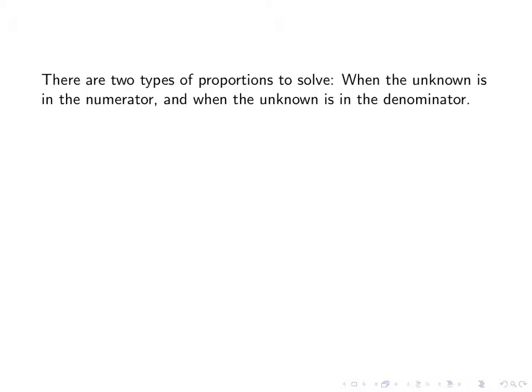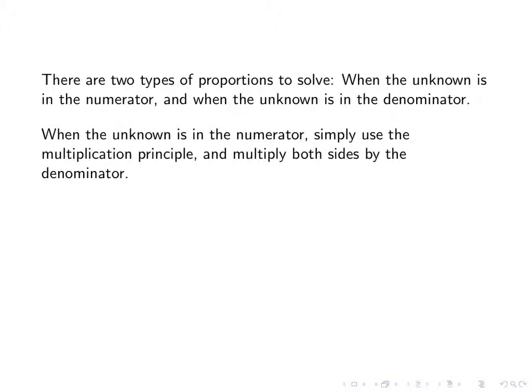There are usually two types of proportions to solve: when the unknown is in the numerator and when the unknown is in the denominator. When the unknown is in the numerator, we can simply use the multiplication principle and multiply both sides by the denominator. So for example, 3/4 equals x over 10. X is on top, we're dividing by 10, so we multiply both sides by 10. So we have 10 times 3/4 equals x over 10 times 10. And that simplifies down to 15/2 equals x.